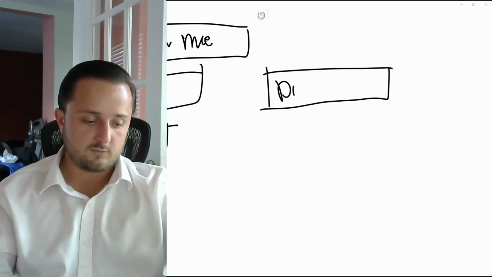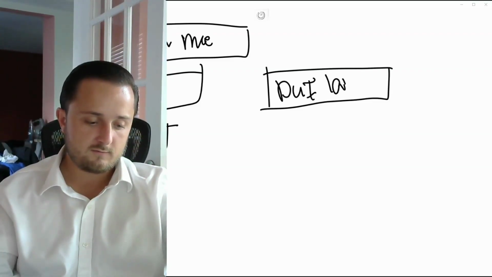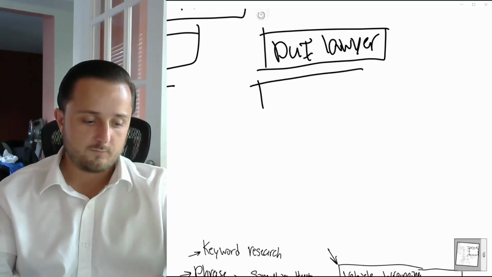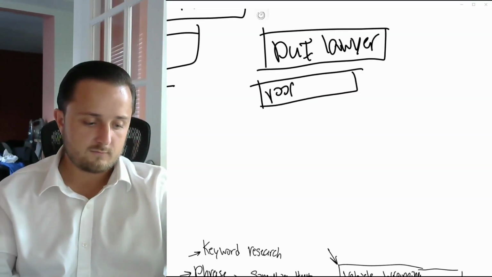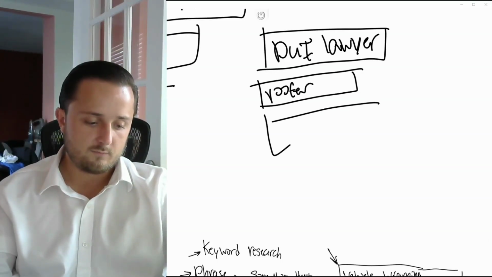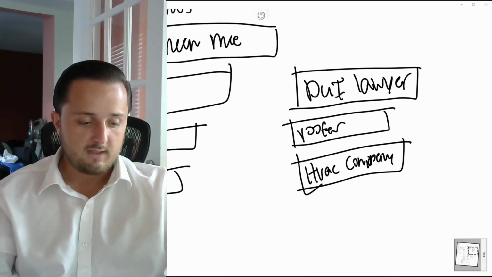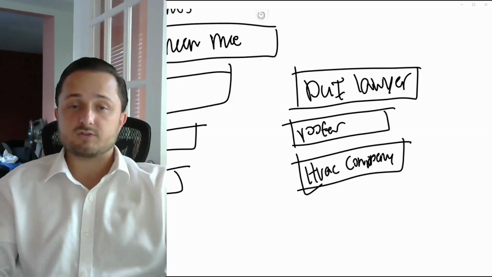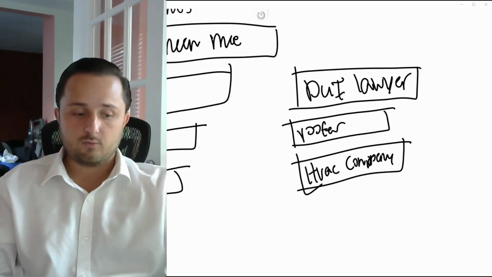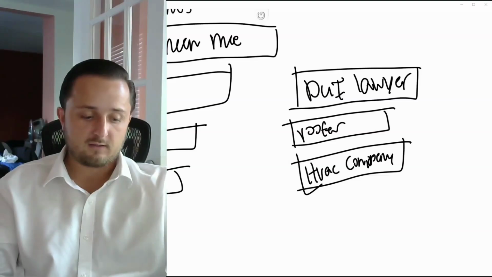So we can do DUI lawyer. We can go and do roofer. And then we'll do one more. We'll do HVAC company, right? So I can go and search these in Google: DUI lawyer, a roofer, and an HVAC company.